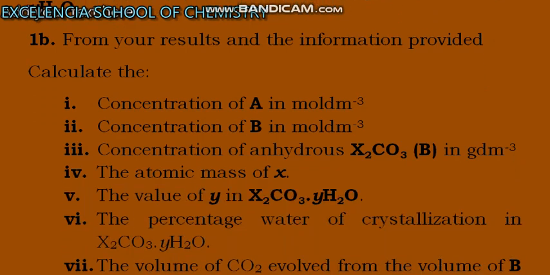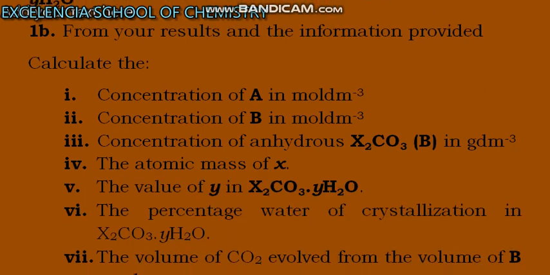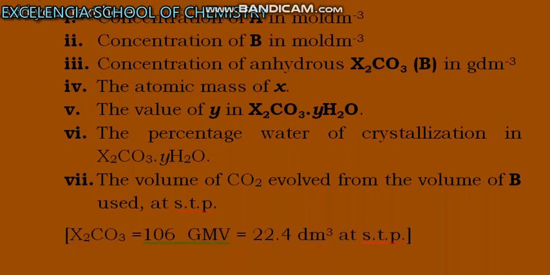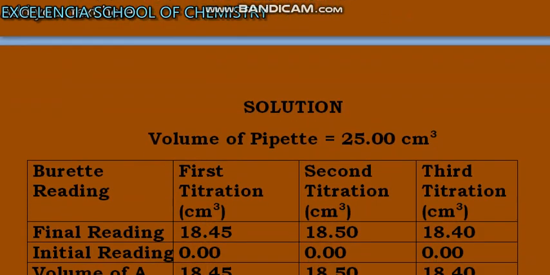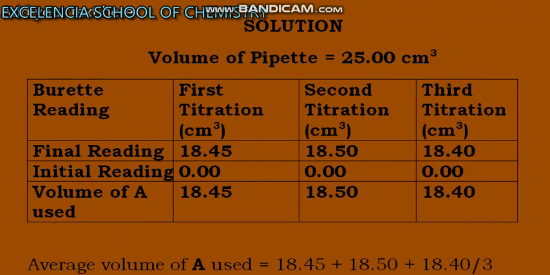Okay, we have the table. This is how the table looks. Volume of pipette is 25 cm3. Ensure you arrange your table correctly, like this. Do not forget the units. Do not forget the volume of pipette. And then here, you must not have 0.00 origin. I decided to have it. You can have anything, but just make sure your table is clear.